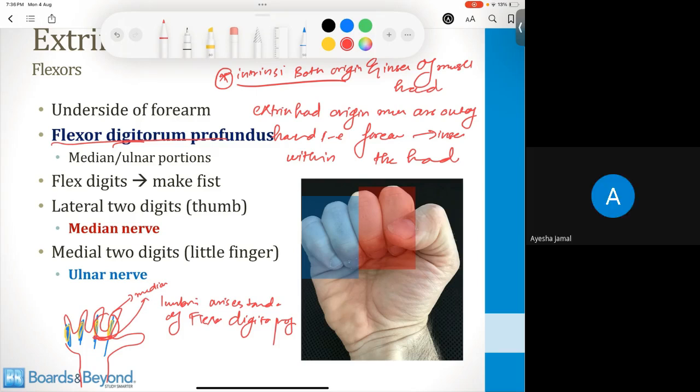And the medial two lumbricals arise from the tendons of your flexor digitorum profundus, supplied by the ulnar nerve. It means that the tendons of the medial two flexor digitorum profundus are also going to be supplied by your ulnar nerve. Is it clear?